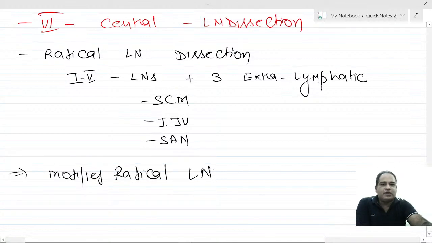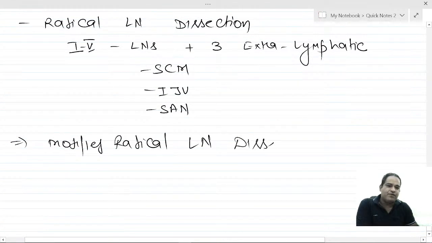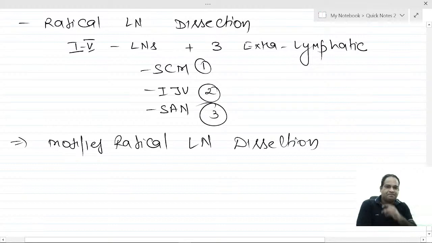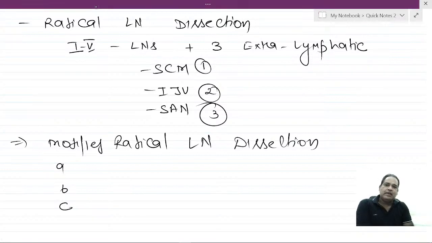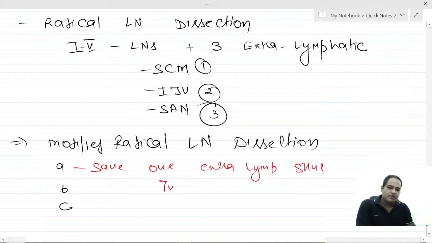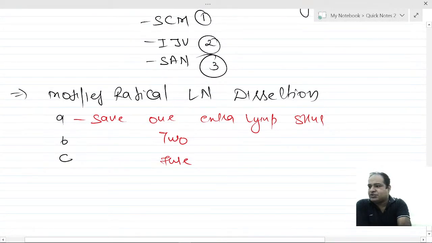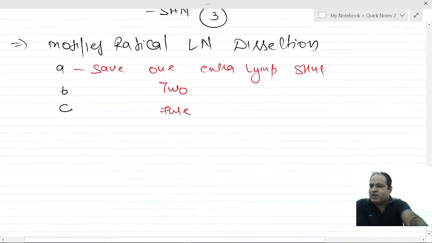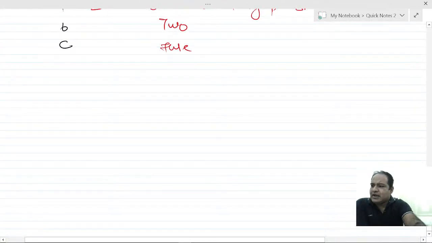radical lymph node dissection. So you see 1, 2, 3. Fine. So this is of 3 types. In modified radical neck dissection type A, we save one extra lymphatic structure. In type 2, we save 2. In type 3, all the 3 extra lymphatic structures are saved.